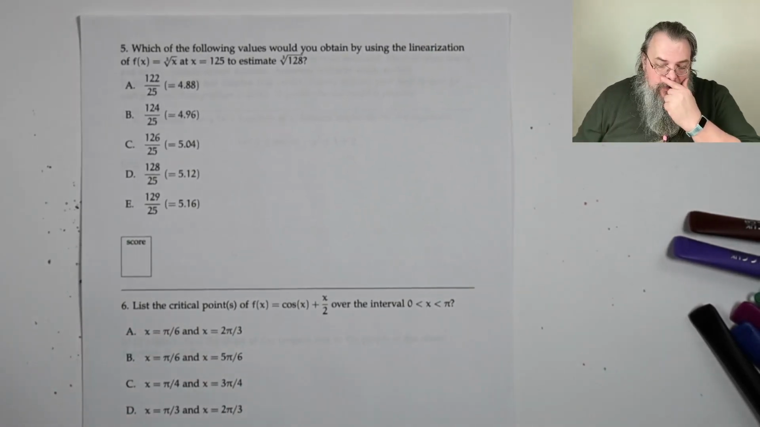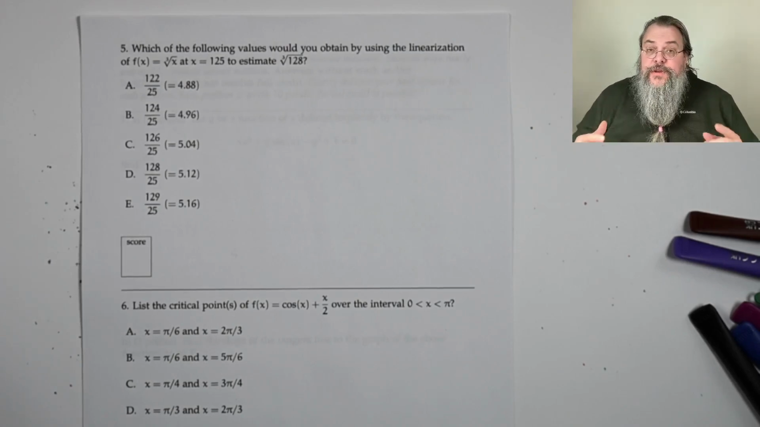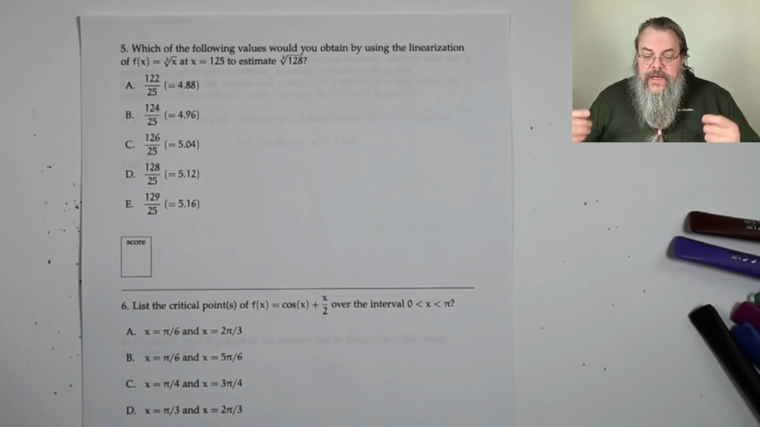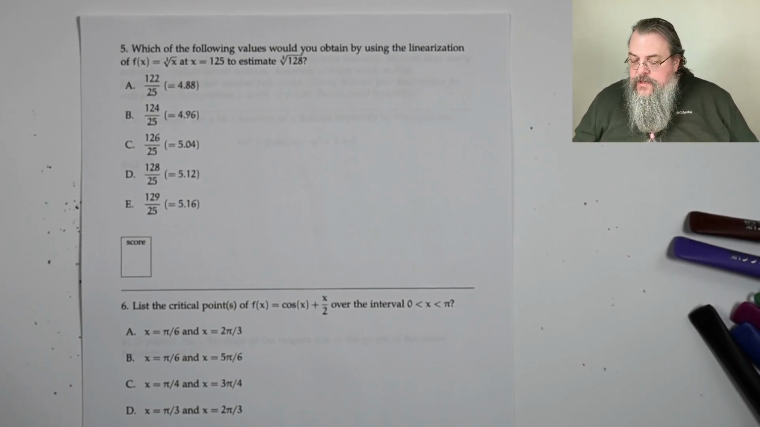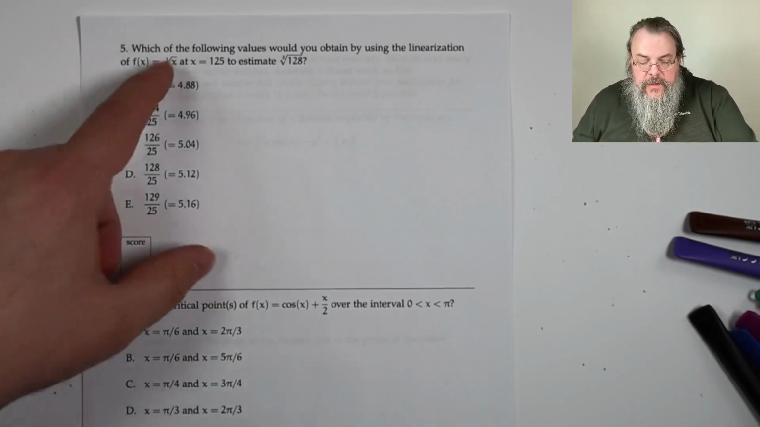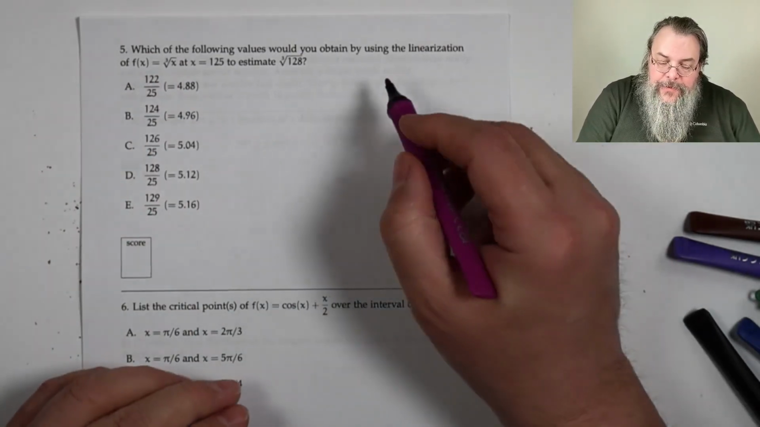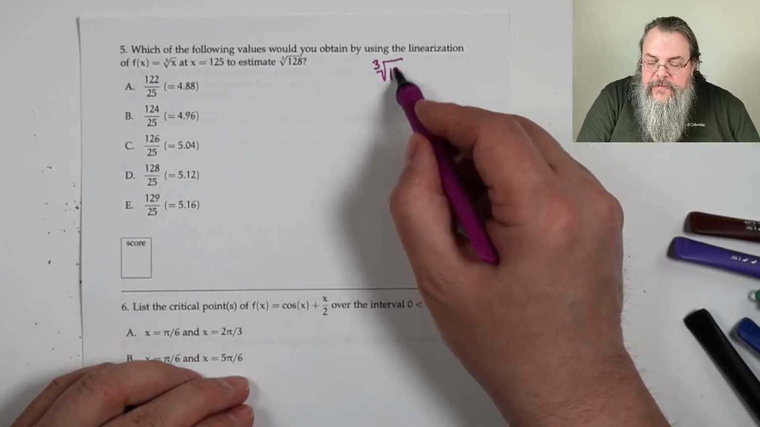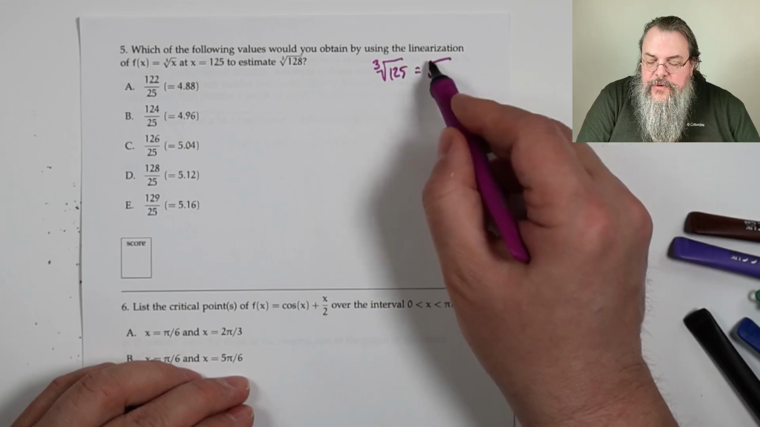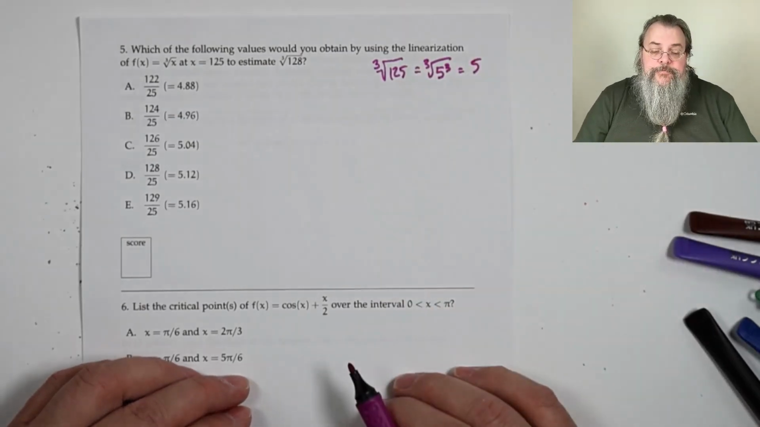Which of the following values would you obtain by using the linearization of f of x equals the cubed root of x at 125 to estimate the cubed root of 128? Now, it may not be immediately obvious, but you look at these numbers and say, hey, they're all kind of close to 5, right? Well, yes. And so that's a good clue. The cubed root of 125, that's the cubed root of 5 cubed, which is 5.